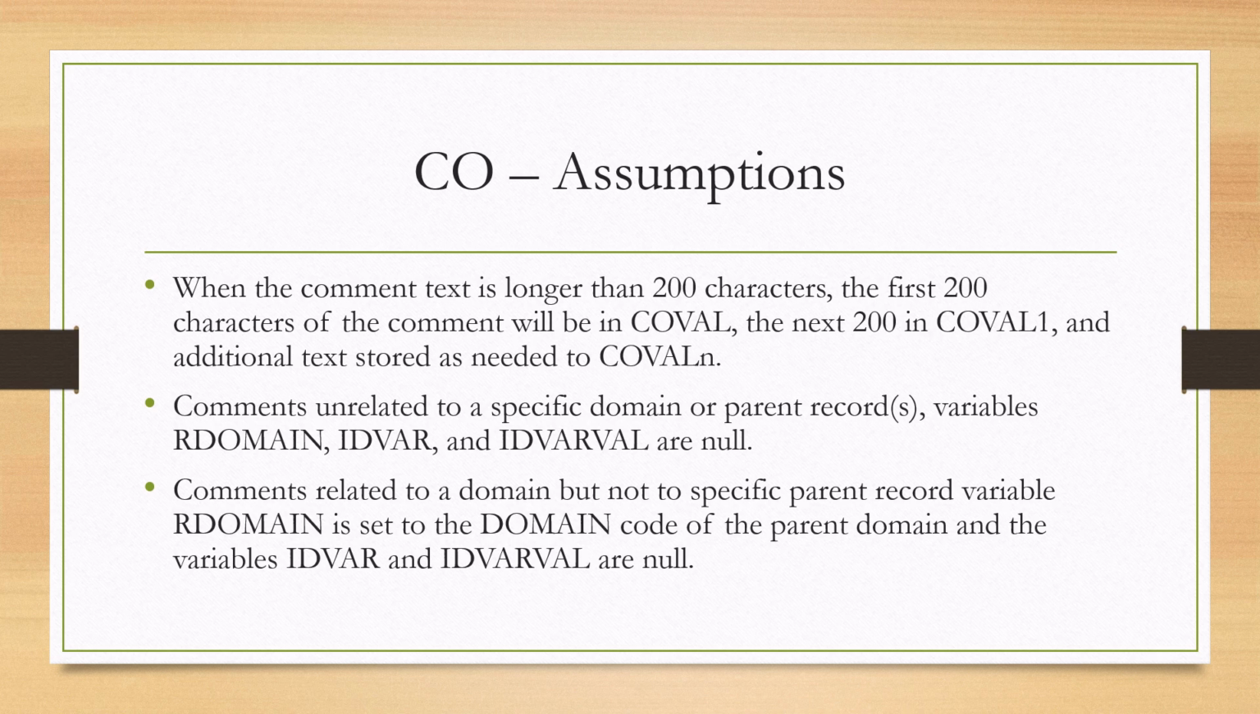For example, if a comment is related to a domain, but we do not know which record it is related to, like which AE term of the subject or which sequence record of the AE for that subject, we will not have the information of IDVAR or IDVARVAL. So when a comment is related to a domain but not to a specific parent record, only RDOMAIN can be populated, whereas IDVAR and IDVARVAL are kept as null. CODTC should be populated if captured in this case as well.